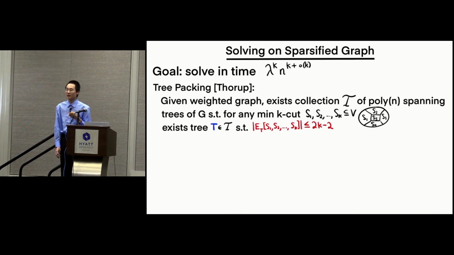So the second step in our routine is the tree packing. The most notable tree packing result for the k-cut problem is due to Thorup. Thorup showed that given any weighted graph, you can compute a collection of trees, a polynomial number of trees, such that for any minimum k-cut, there exists some tree that intersects it in at most 2k minus 2 edges. By that, I mean like this. The blue tree intersects the optimum k-cut on the red edges, and there are at most 2k minus 2 of these. So this is what Thorup showed.